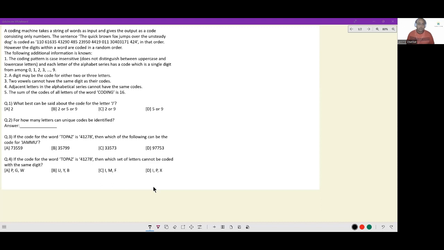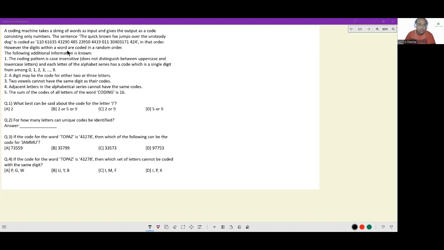Let's look at this question. A coding machine takes strings of words as input and gives the output as code consisting only of numbers. The sentence, "quick brown fox jumps over the unsteady dog, not the lazy dog," is coded as 1106163543290 485 449 and so on and so forth, in that order.